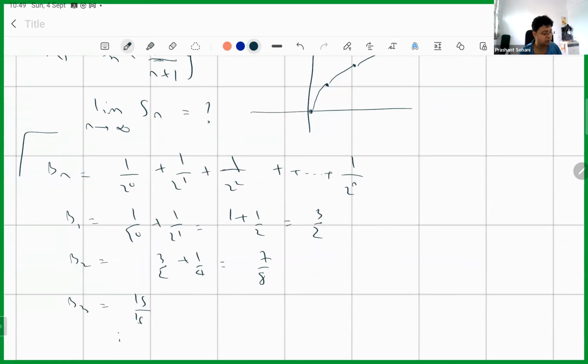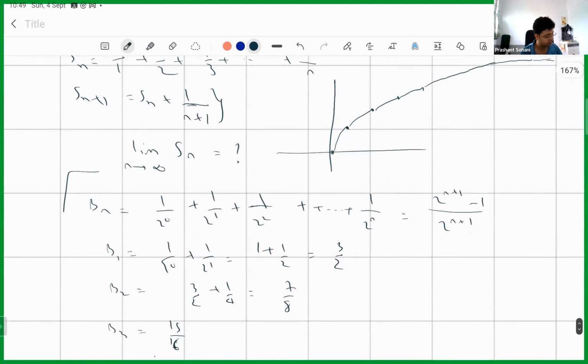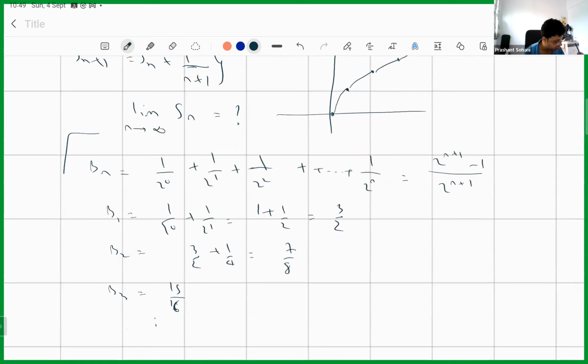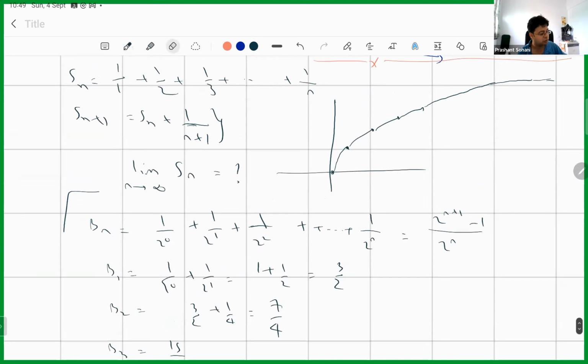In fact, I think you can come up with the formula for Bn, because this is just a geometric progression. So the Bn will turn out to be nothing but 2 raised to n plus 1 minus 1 upon 2 raised to n. Actually, I made a mistake, it's 15 upon 8. So this is the value of Bn, and I think we can all clearly see that.